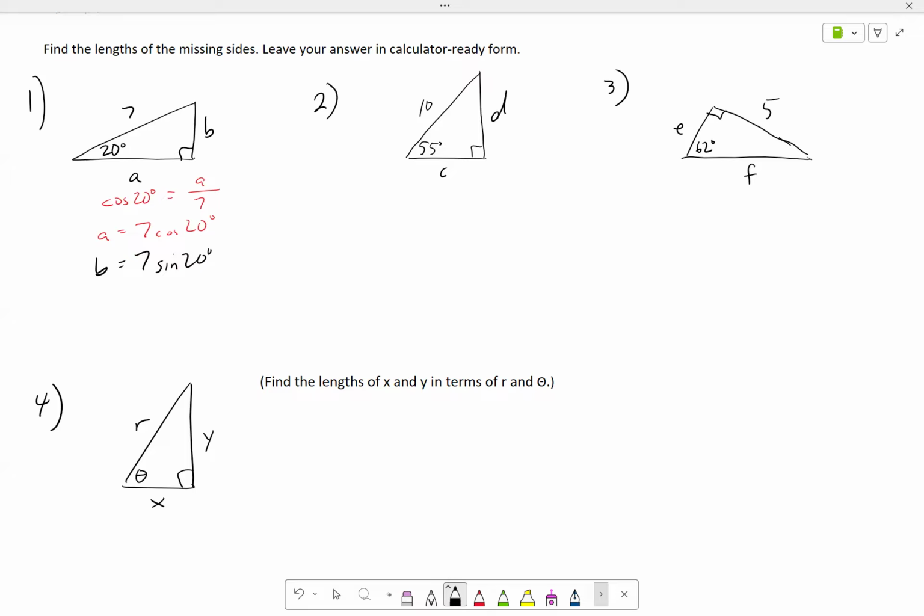Okay, for number 2. Shiv, what did you get for C? It'd be 10 cosine of 55. And where did that come from? Well, cosine of 55 is equal to C over 10. Are we good with that? Would tangent have been a good one to choose here to do something like that?